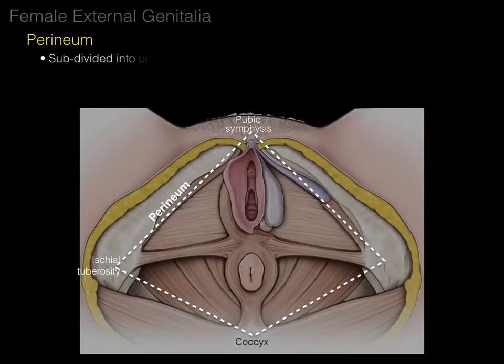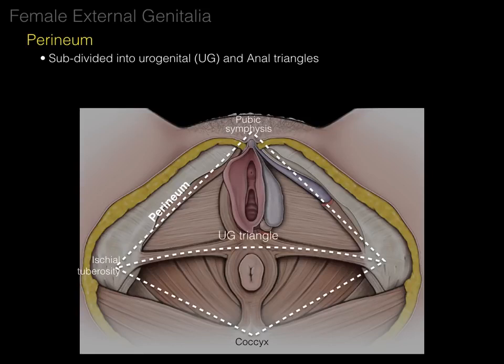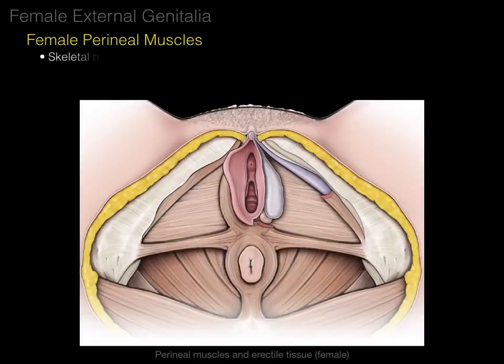Now, the perineum can be subdivided into two other triangles, the urogenital or UG triangle and the anal triangle. So let's take a line between the two ischial tuberosities, like that. In front of that line, we have the urogenital triangle because it contains the urethra and the vagina. Behind that line is where the anus is located, so they call that subtriangle the anal triangle.